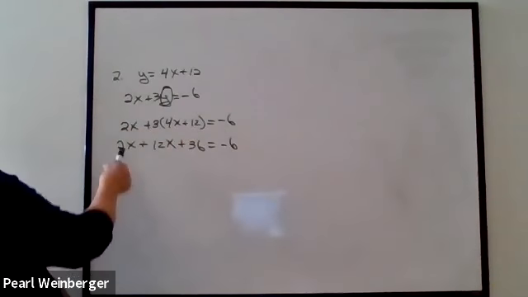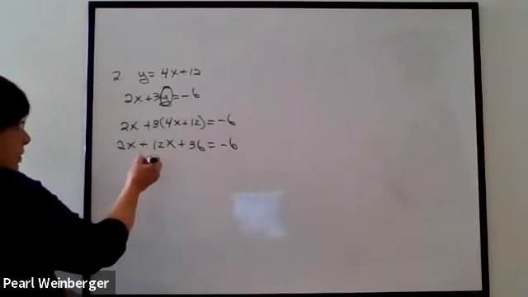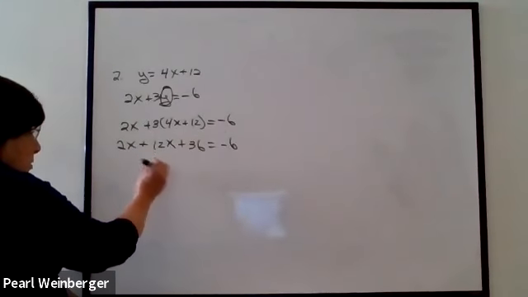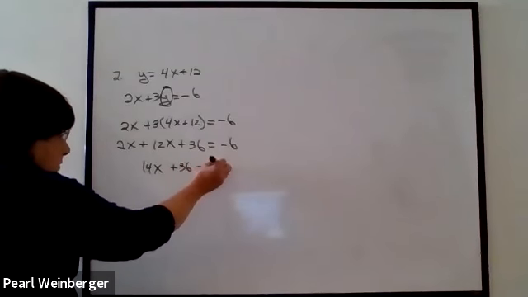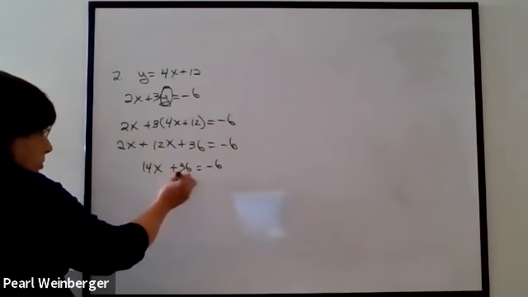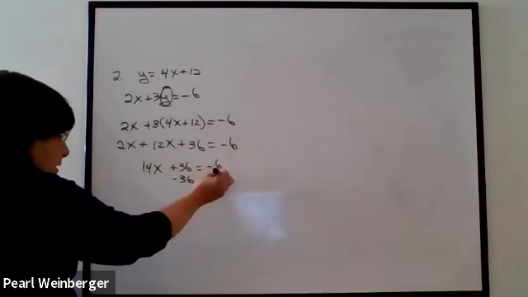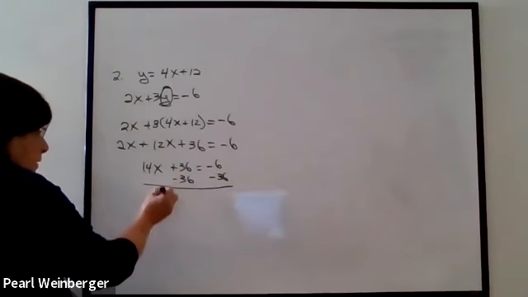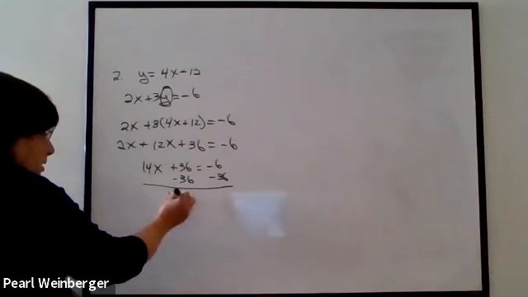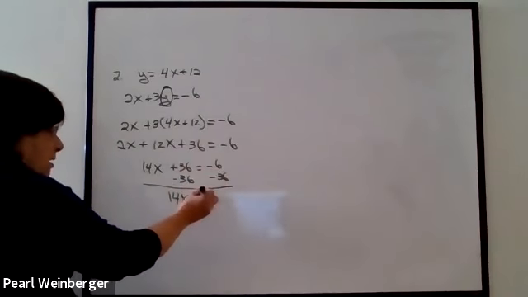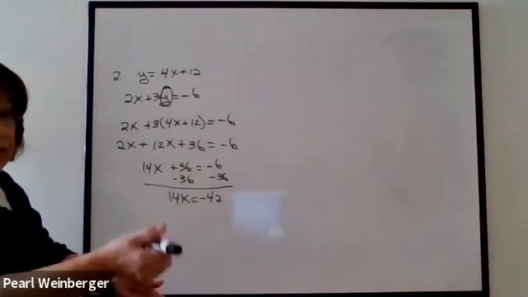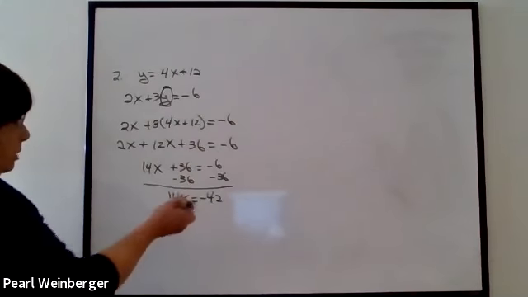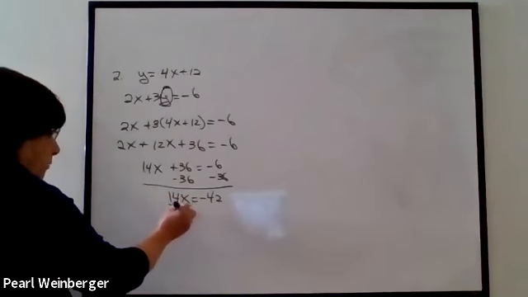I combine the like terms, the 2x and the 12x is 14x, plus the 36 equals -6. I can then bring the 36 to the other side. So I get 14x equals -42. And again, if you want, you can use your calculator for that. You don't have to do this in your head. Divide both sides by 14.